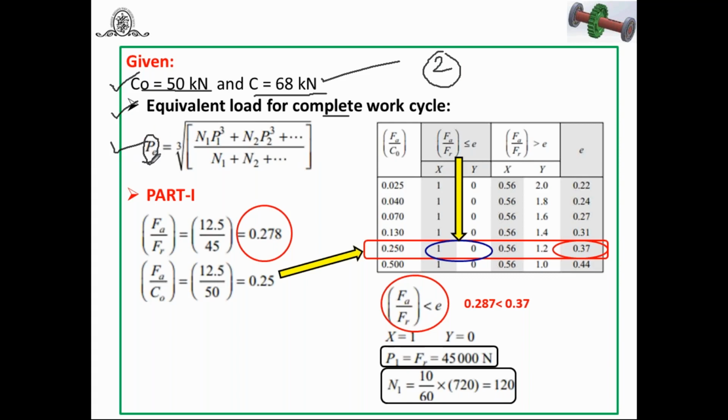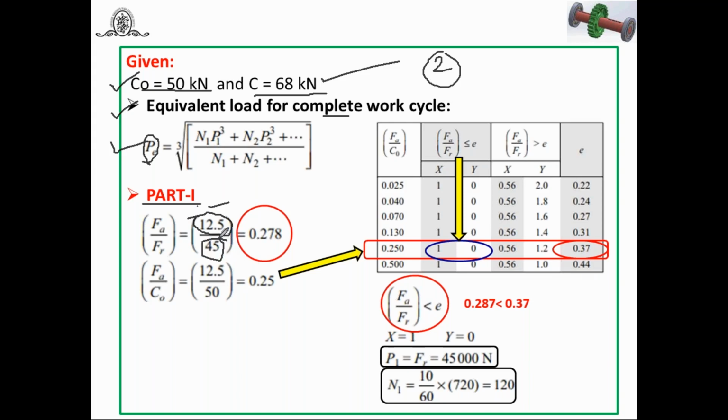First, our target is to find the equivalent dynamic load. Once you have the equivalent dynamic load, you can use the load-life relationship and find the dynamic load capacity, and once you have that, you can easily select the bearing. Even with the equivalent dynamic load, you can use the load-life relationship to find the life in hours also. Okay. Now take part one. For part one, what is given? Axial load, look at this, 12.5 and radial load 45 kilonewton.